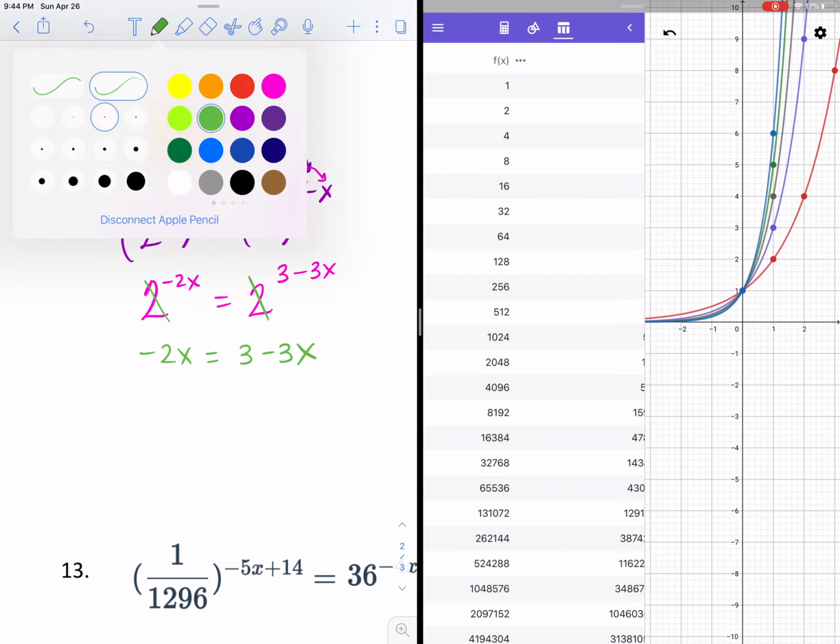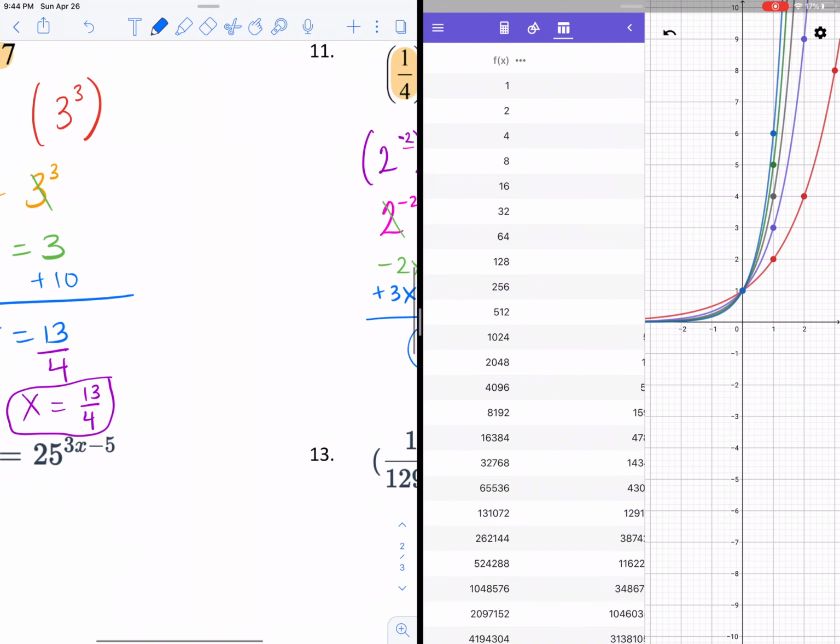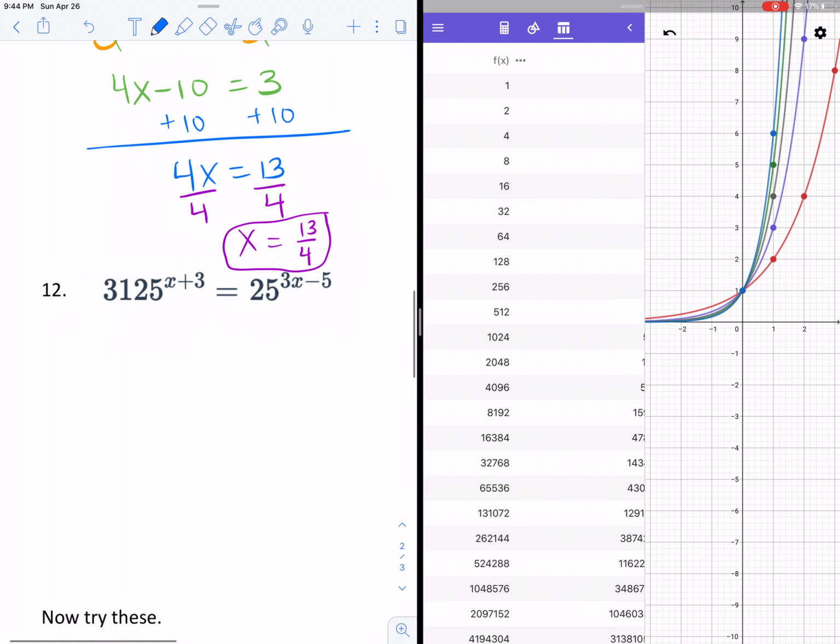And now I'm going to solve this equation. I'm going to add 3x to both sides. And I get x is equal to 3. Final answer. Okay? 2 more that we're going to do together, and then you're on your own.